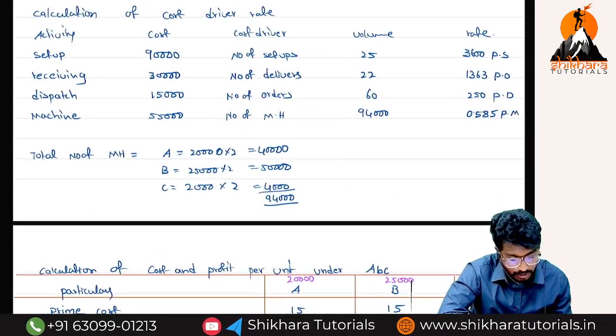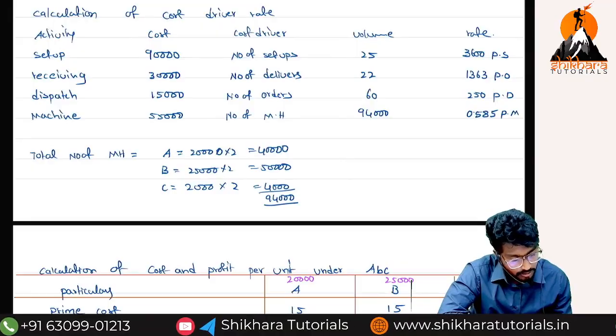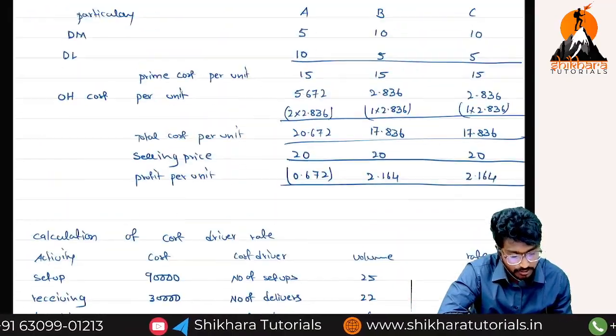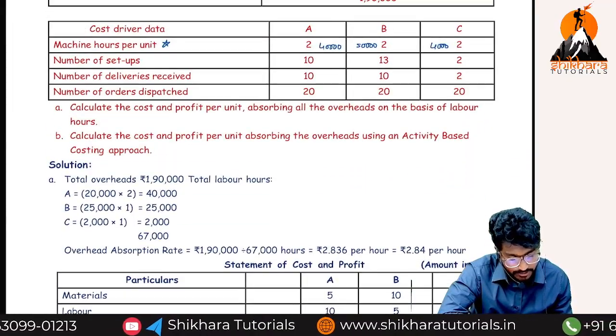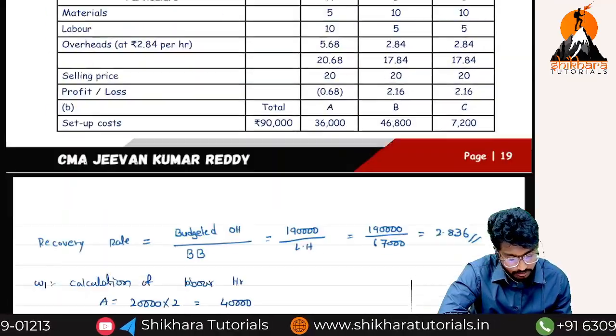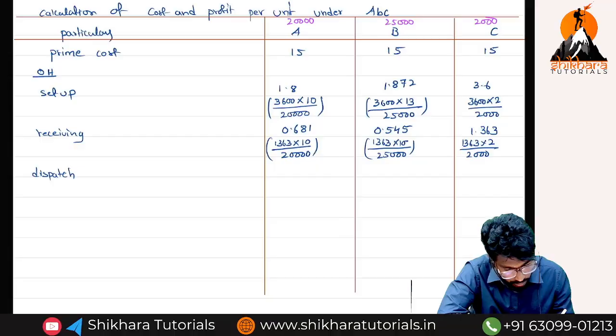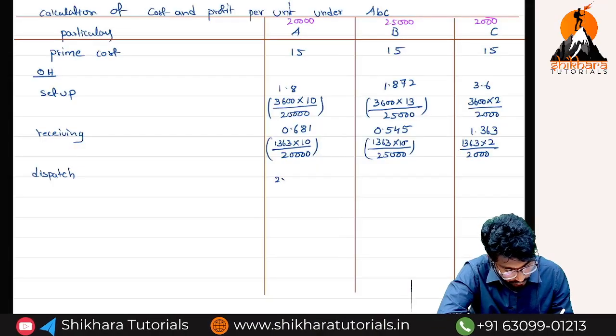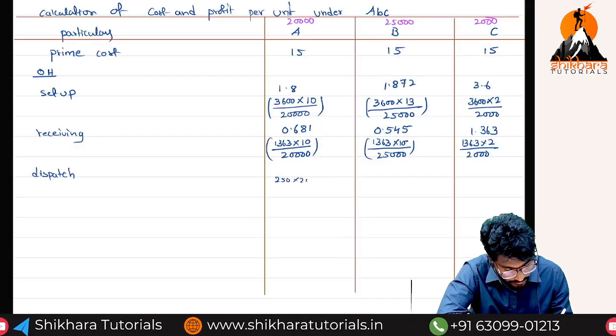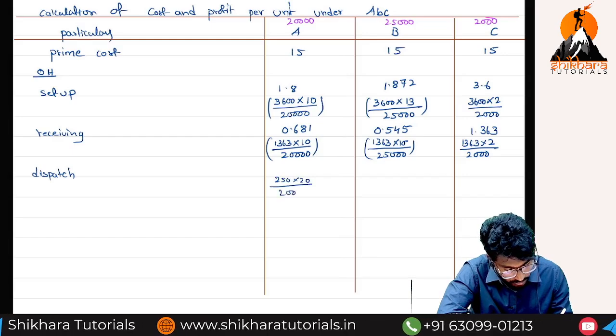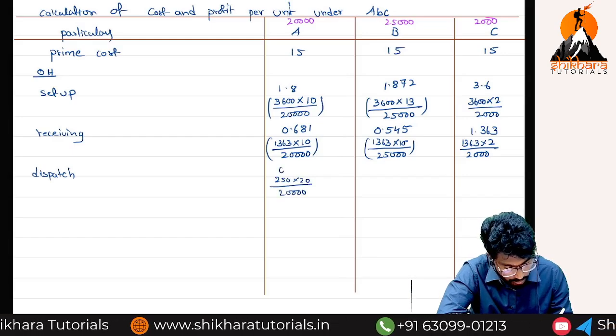What is the dispatch cost? It is 250 per dispatch. A consumed how many dispatches? 20. Now, 250 into 20 divided by 20,000. 0.25.